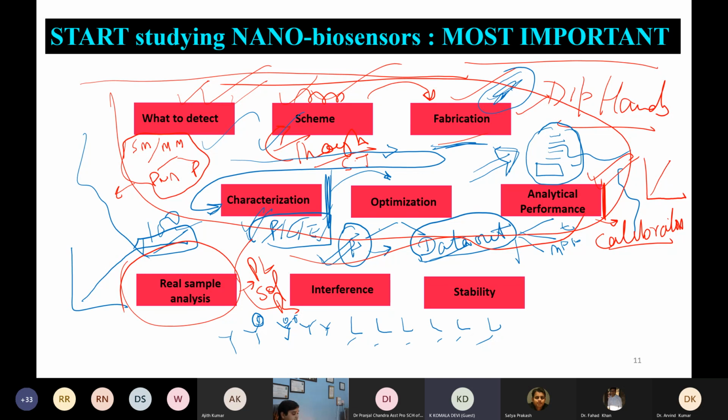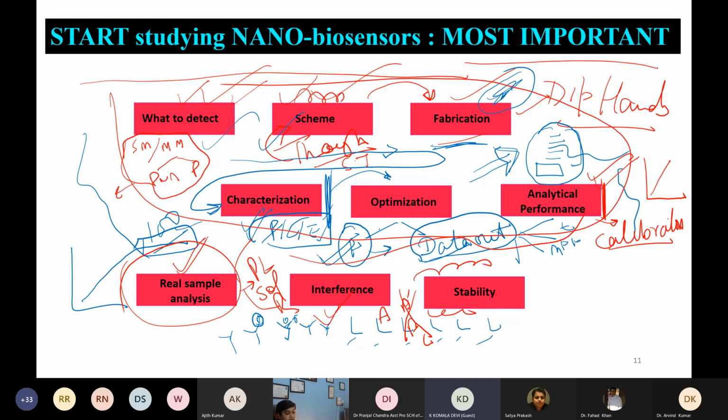So that's the basic thing. If your sensor is very powerful in detecting the spores outside, but is not able to detect them in the plant itself, it is not that good. That is the meaning of the real sample. After this process, there are interference studies. What is the meaning of interference? If it is going to detect A, it should not detect A dash, B, or C. If it detects these, the sensor is not selective. That's the meaning. And the last is stability.